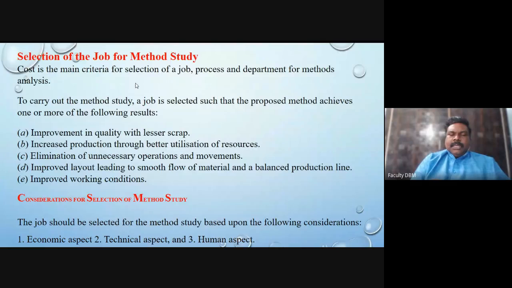So giving out the wages, salaries, honorarium or commission is a cost to the company. So we have to concentrate more on the reduction of costs. Cost is the main criterion for selection of a job. Why do we have to change the job?